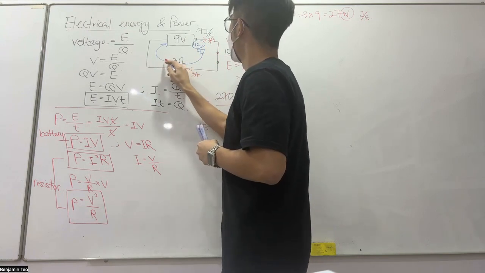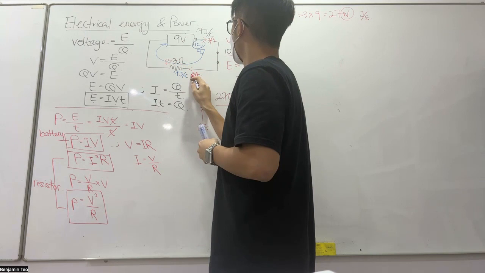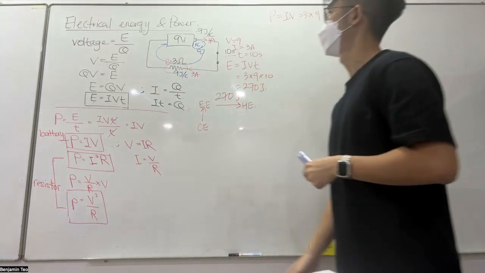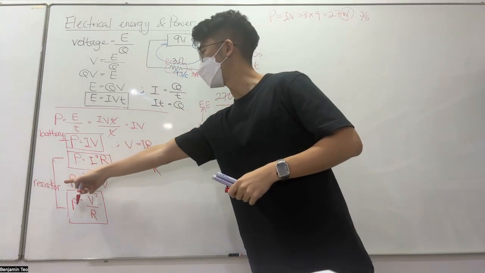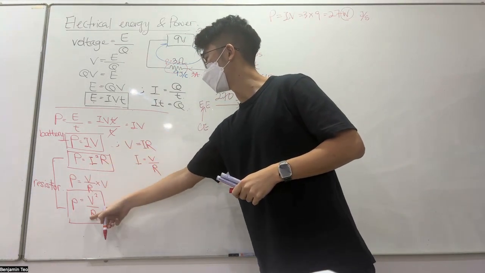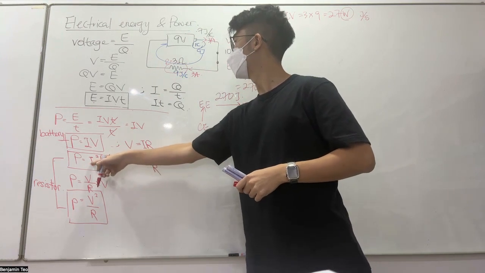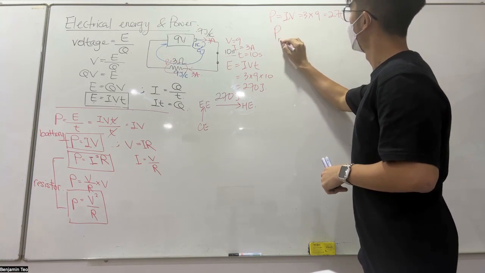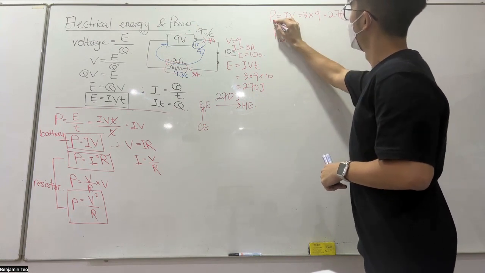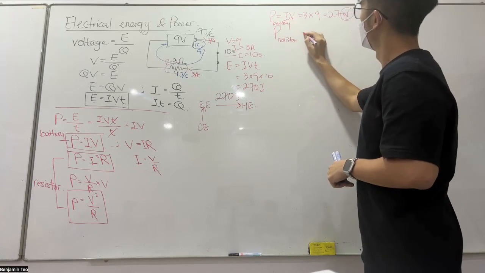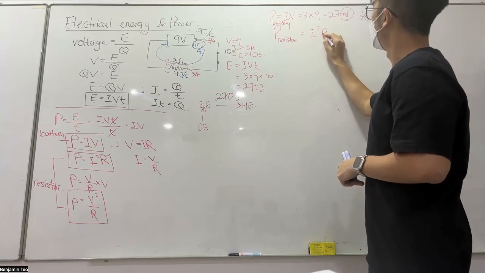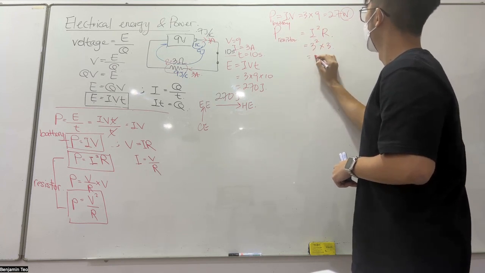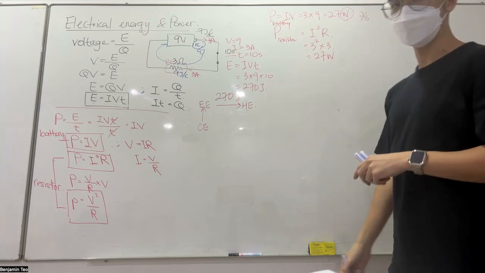Okay, resistance here, current here. What is the power of the resistor? Power of resistor, this one or this one. Okay, I will use this since I know the I. Power of resistor is I squared R, which is 27.